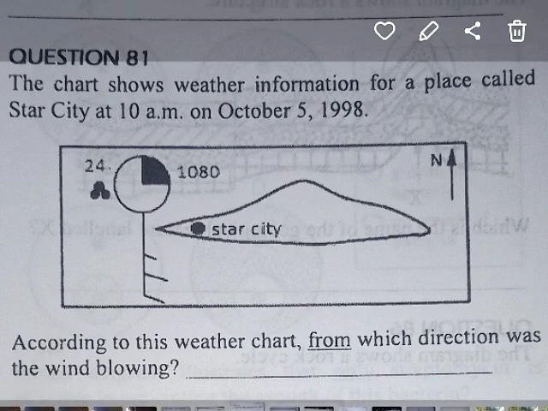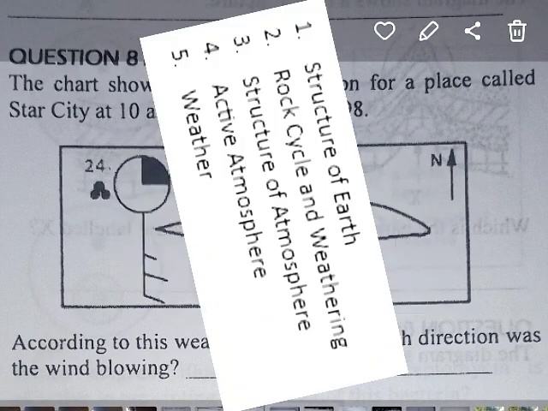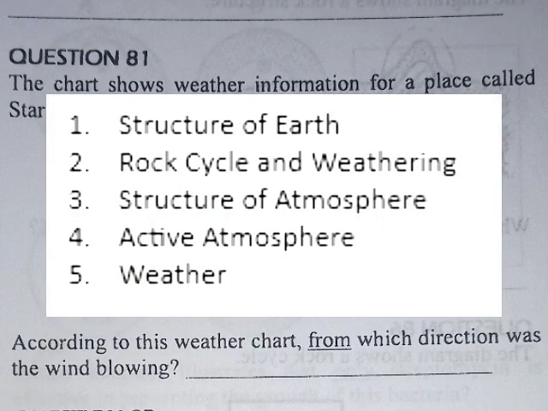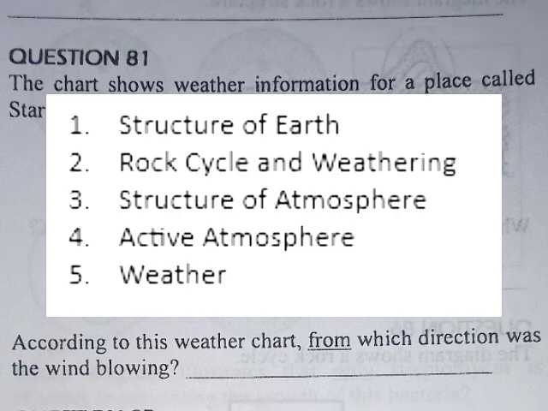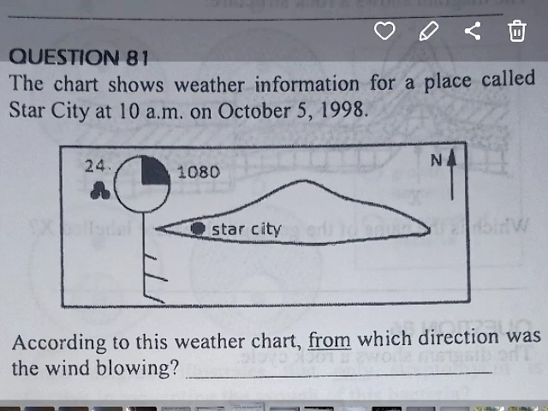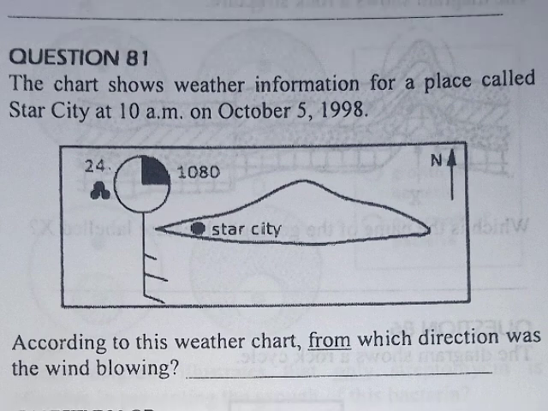Under that unit, there are about 5 major topics. The first one is structure of the Earth, second is rock cycle and weathering, the third is structure of the atmosphere, fourth is active atmosphere, and the last one is weather, which this question is from, under Unit 9.7. Let's just dive into that question.